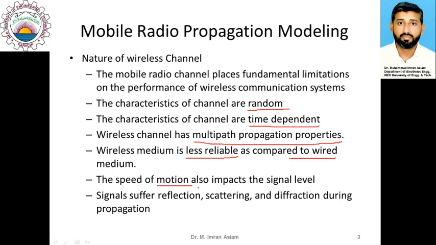Signal, when it passes through wireless system, experiences different phenomena related to electromagnetics, and those phenomena are reflection, scattering and diffraction. So each signal going through a wireless channel undergoes any of these or maybe all of these.